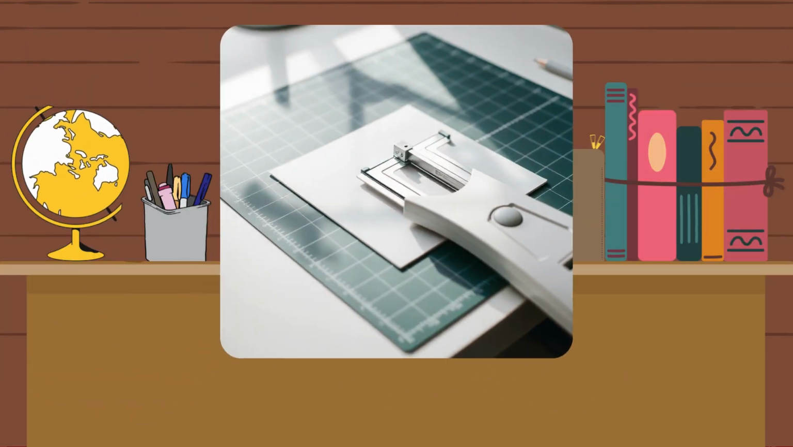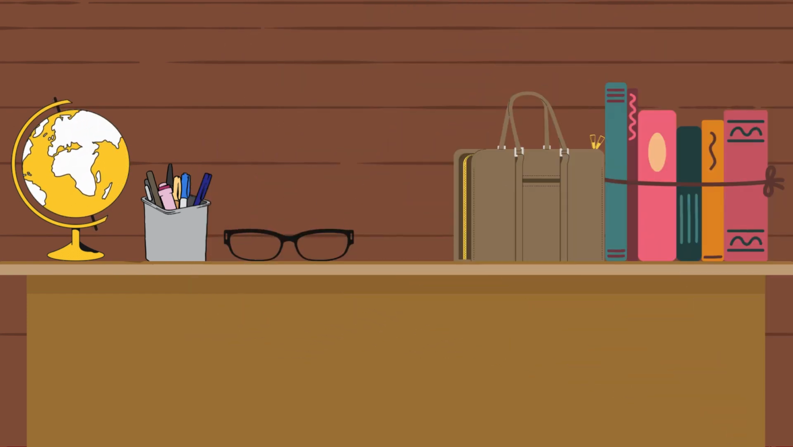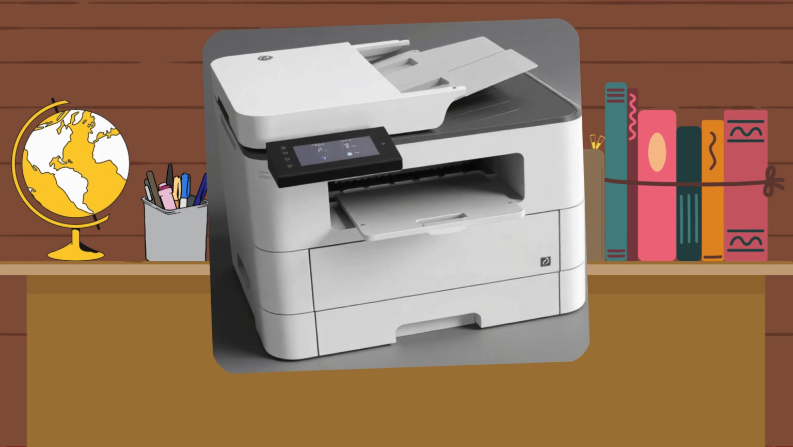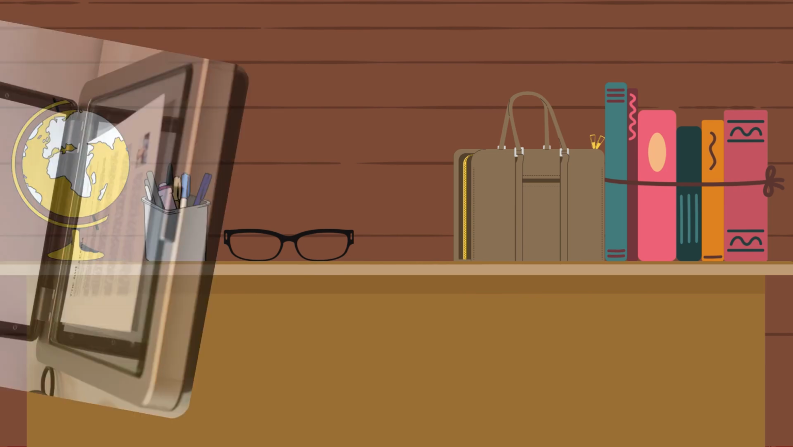What is this? This is a cutting mat. What is this? This is a telephone. What is this? This is a printer. What are these? These are pushpins.